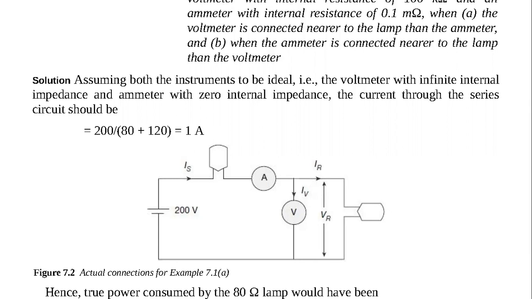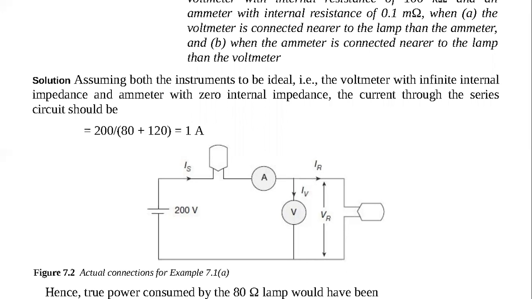So solution one, assuming both the instruments to be ideal. This means that their impedances are infinite, and also the ammeter has zero internal impedance. The voltmeter's impedance is infinite, and the ammeter's impedance is zero or none.